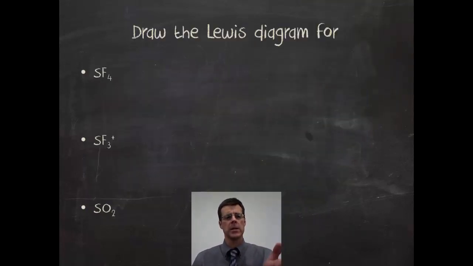So I'm going to tell you to pause it right here while you write this example down. We're going to work our way through the rules using these examples, so hopefully it all comes together. Don't forget that for this one, there's a positive charge there. So when you're doing that, there's adding or subtracting electrons for the ions. Okay, so here we go.